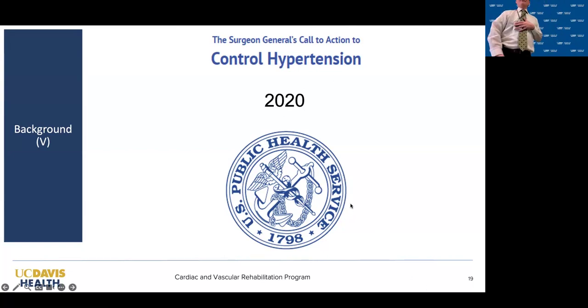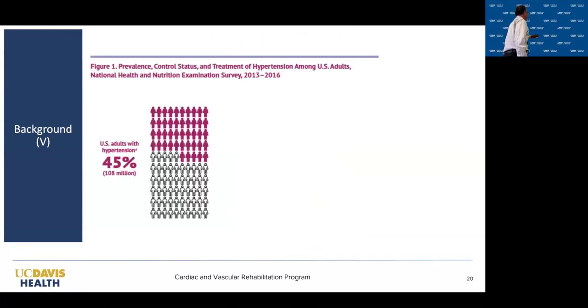So let me correct that, because I may have made more of an impression than I wanted to. It's only 45%. It's still too much. That is correct. 108 million adults in America walk around with high blood pressure. That's a heck of a lot of people. And so it is by far one of the largest problems. Smokers are much smaller. Diabetes is much smaller. Hypertension is like the biggest of all of them.